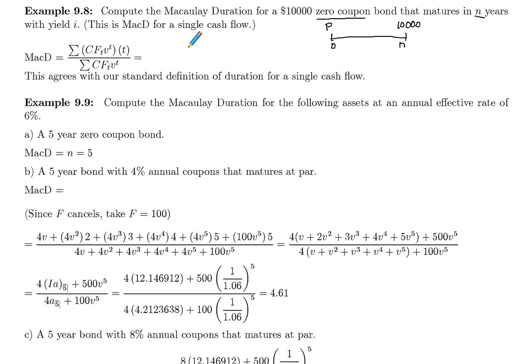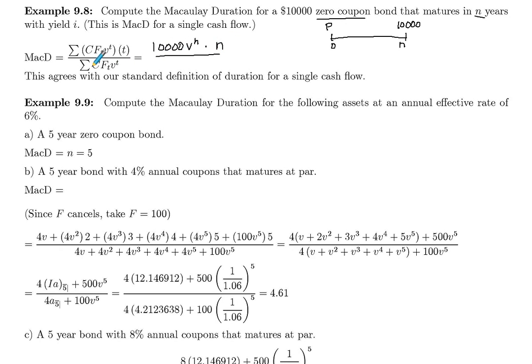Well, let's use the MACD formula and figure it out. So the sum of the cash flows at time t, there's only one cash flow, it's at time n, so this is going to be CF_n v to the n. CF_n, the amount of cash flow at time n, is $10,000. And then our discount factor is v to the n, brings it back to time 0. And that's the weight on the duration of that cash flow, and the duration of that one cash flow is n. It occurs at time n.